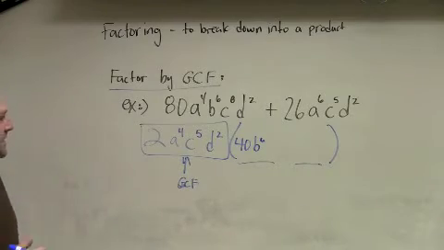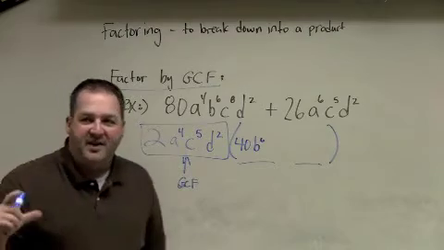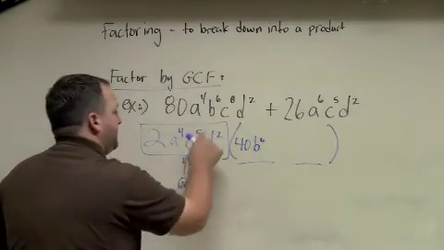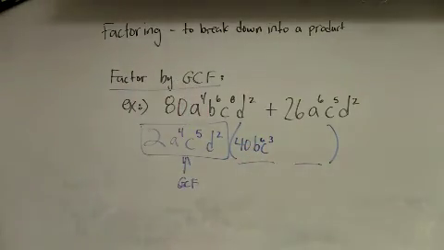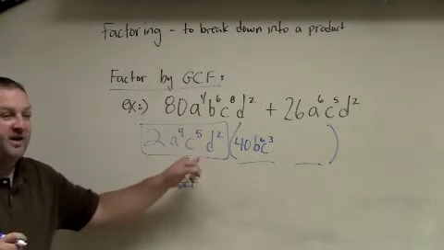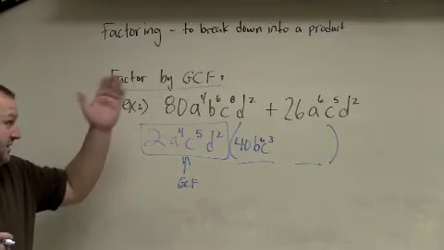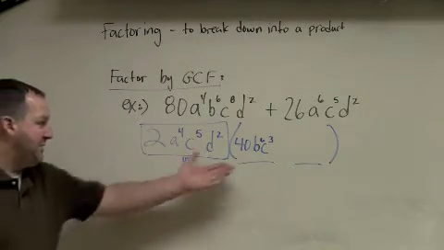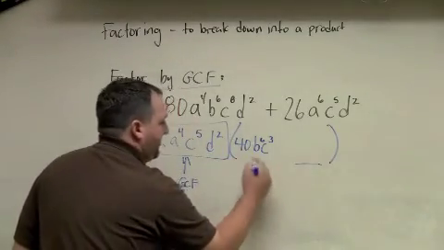Okay? C to the 8th divided by C to the 5th. If you're dividing things with exponents, you subtract the exponents. 8 minus 5 leaves me with a C to the 3rd. Last piece is D squared divided by D squared. D divided by D, we'll reduce to 1, right? So 1 times this is still going to be what we have up here. So guess what? That's what's left over for the first term.